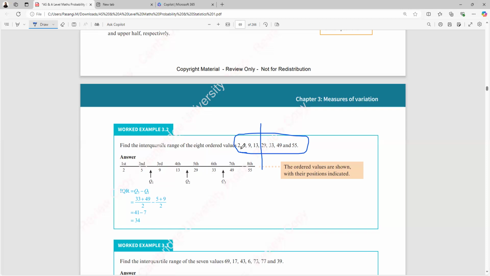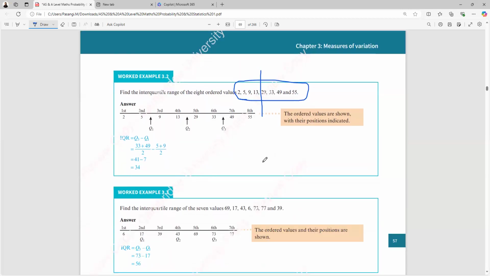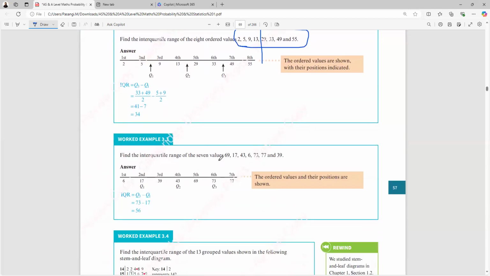Normally, how are we going to calculate the middle point? That is 5 plus 9 divided by 2. Here we have 33 plus 49 divided by 2. And then we need to take the range, the interquartile range, between these two. That's what we have here. So in the example, that is clear, right?